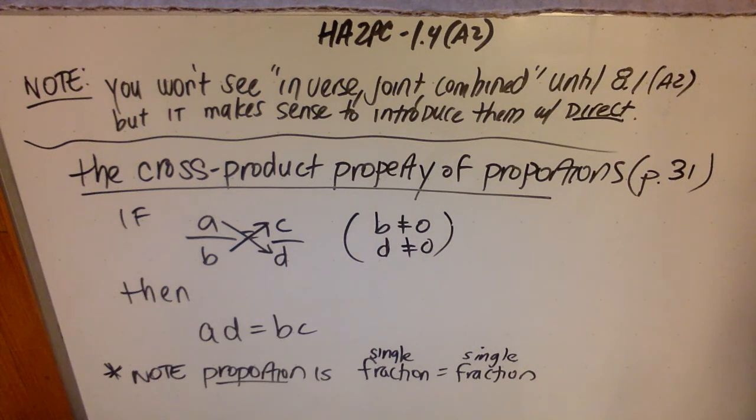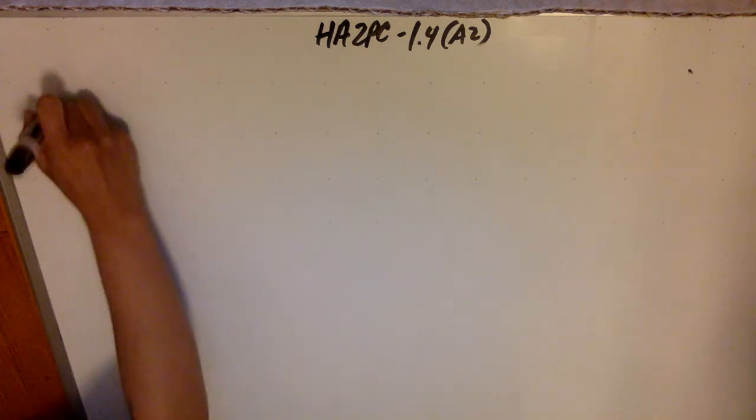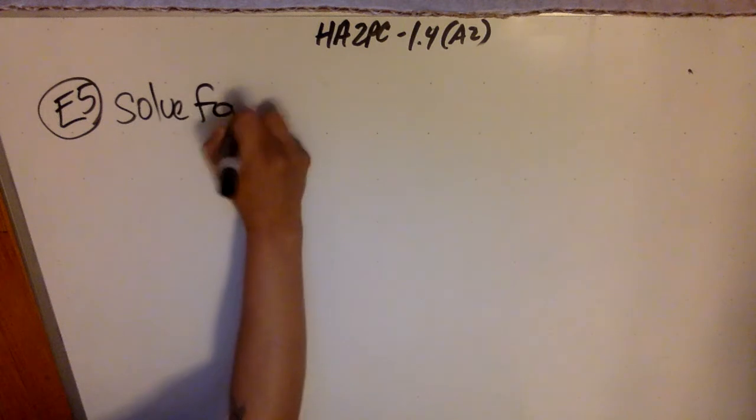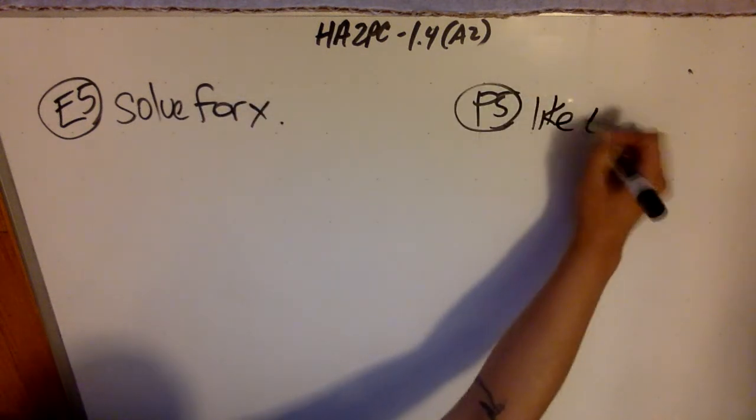All right, so we're going to use this cross product property to solve a couple things. So we should be on example 5 if I'm not counting wrong, although sometimes I count wrong, so if that ever happens, just number it correctly in your notes, knowing that I've numbered it incorrectly in mine. Cool. So let's do an example. So example 5, we're going to solve for x. And we're going to do the same thing in P5. So we're just going to say like E5 because I'm lazy.